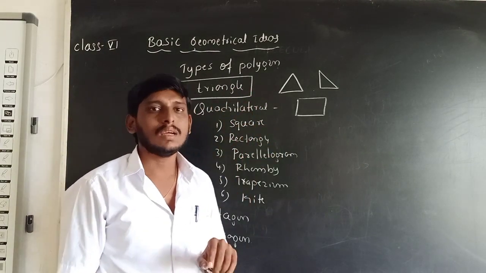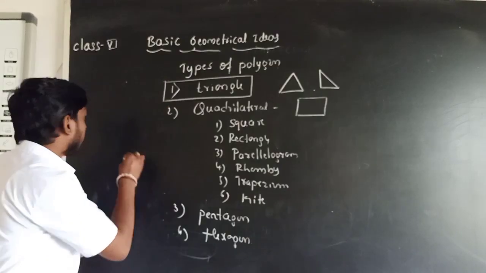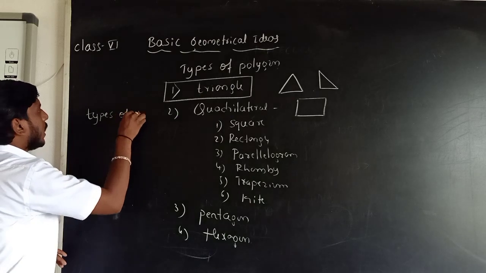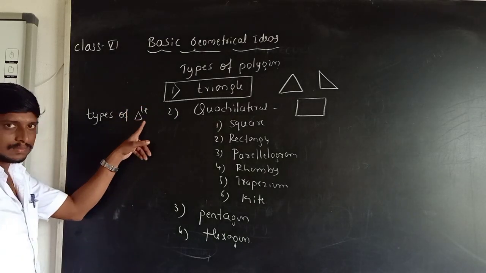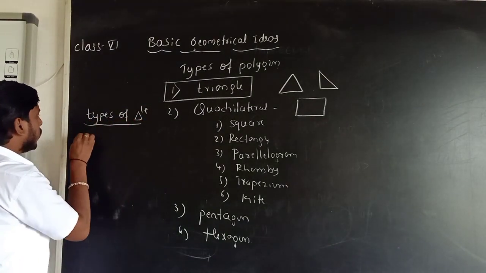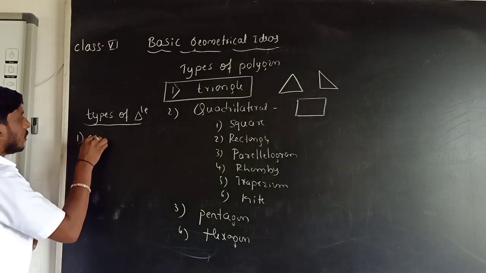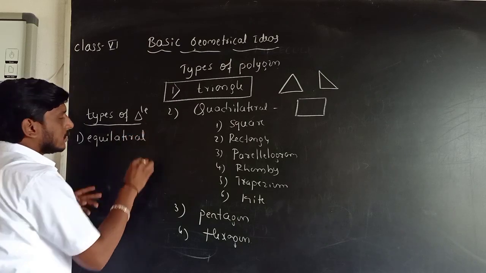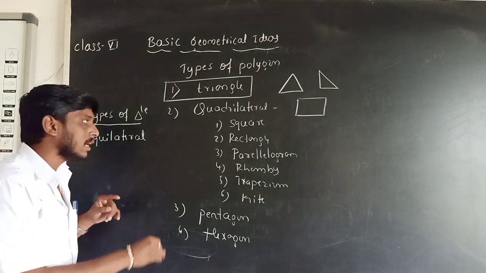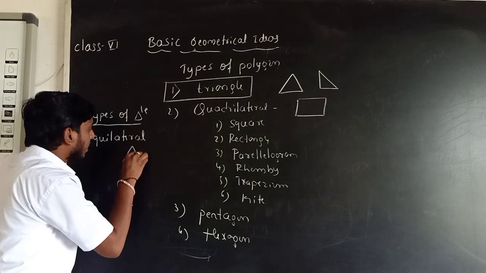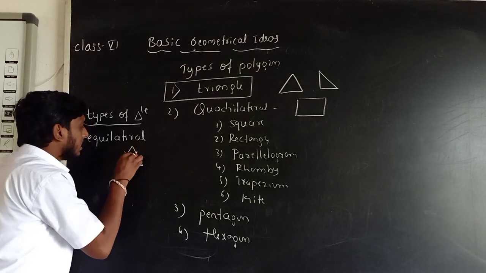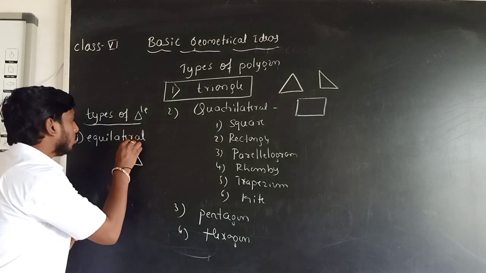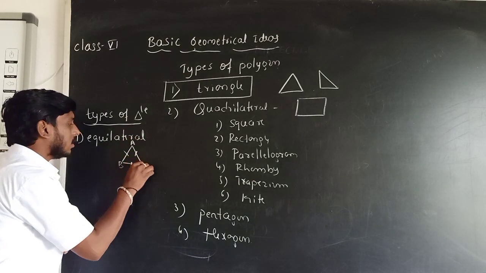So in triangle, there are three types based on sides. First, types of a triangle. This is the symbol of triangle. What are the types based on sides? First one, equilateral triangle. Of course, this will not be in your syllabus, I will just explain. What do you mean by equilateral triangle? In a triangle, how many sides are there? Three sides. All three sides are equal, then it is said to be an equilateral triangle.